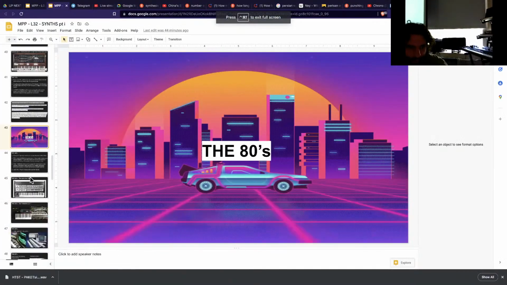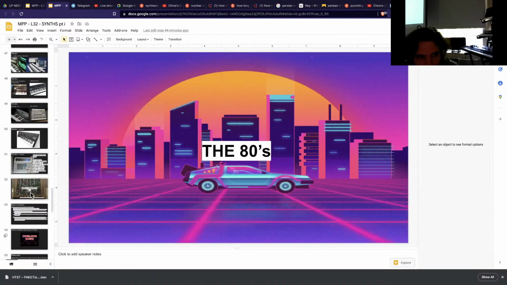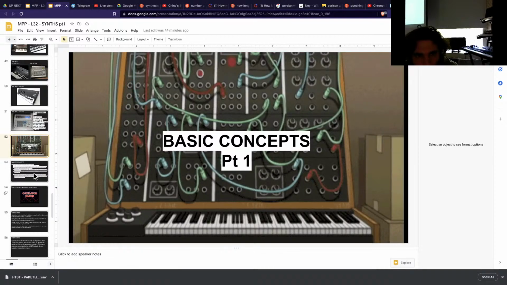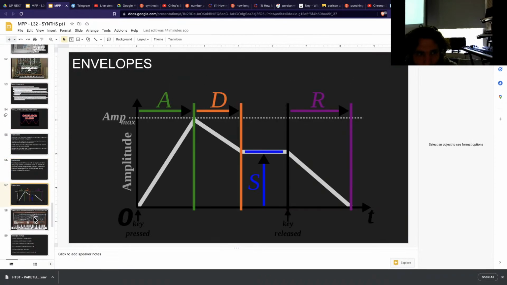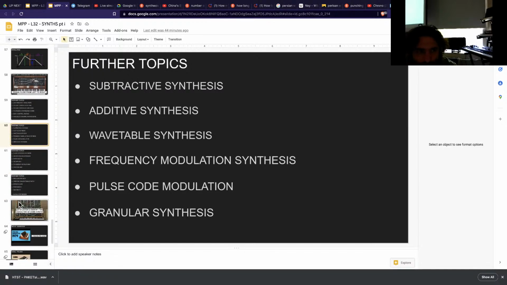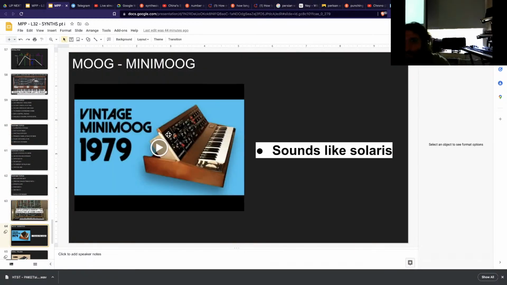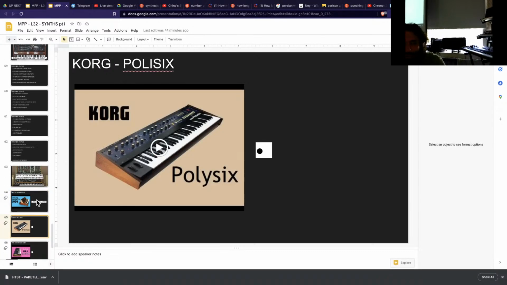Then we will demonstrate. On Thursday, we will see basic concepts inside the synth, like what the envelopes are. We will see this design better. And eventually we have other topics ahead. I hope this is interesting and that we can keep it cool. Then we have a lot of demonstrations of synths, like how they sound.